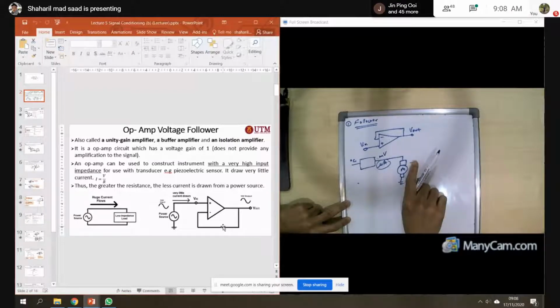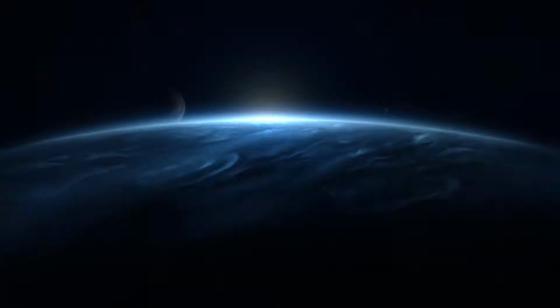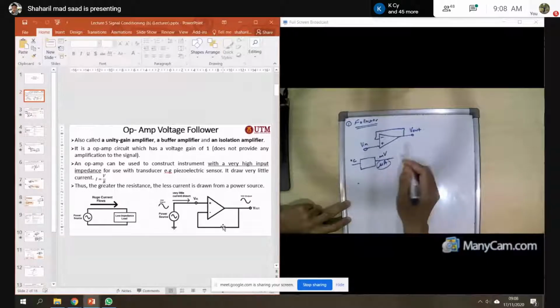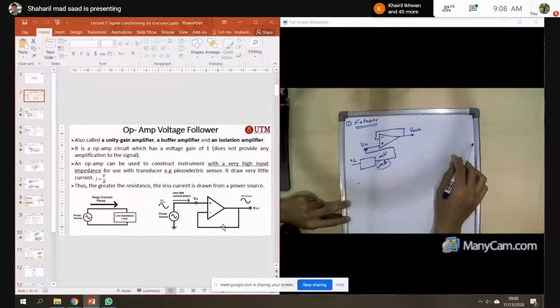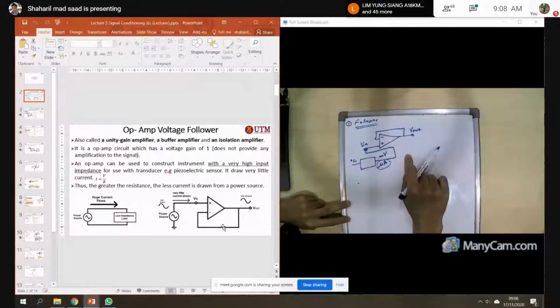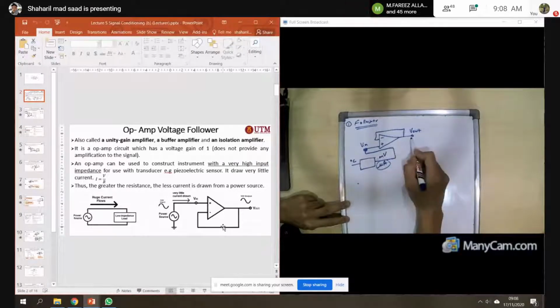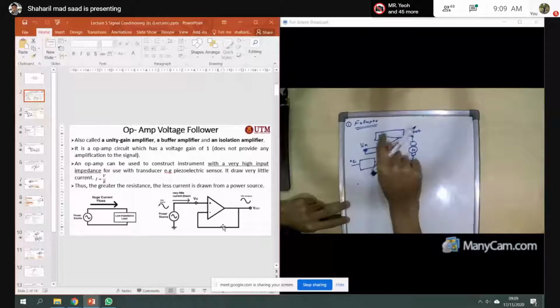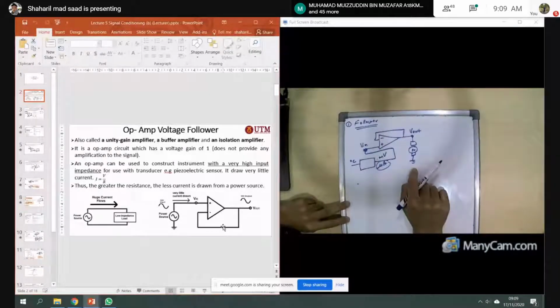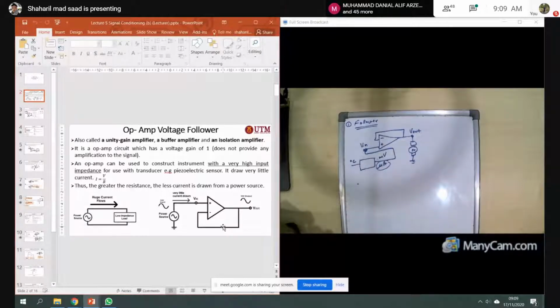So what you need to do is, instead of connecting directly to the motor, you connect to Vin here. I already explained this during your lab one. Then you can connect your motor here. When you have the voltage follower here, you can drive this motor. That's why we use the voltage follower. Sometimes we call it the unity gain buffer.